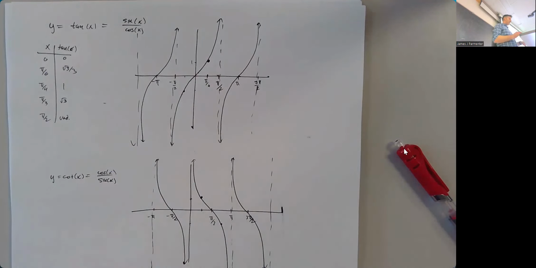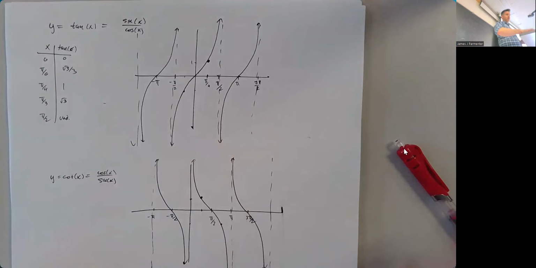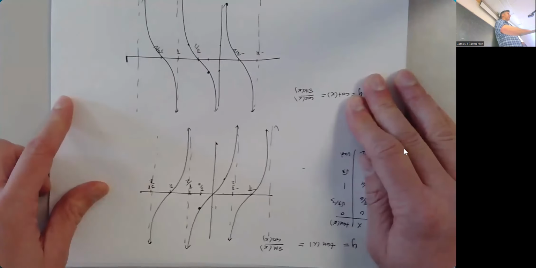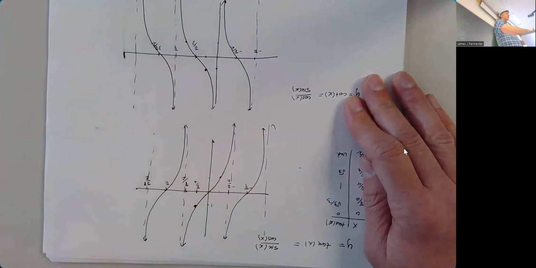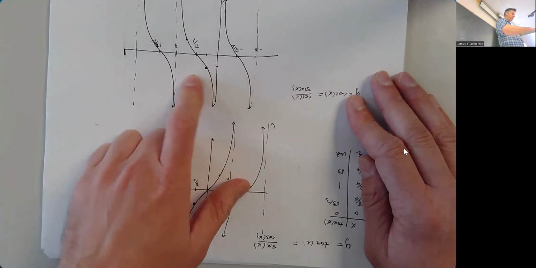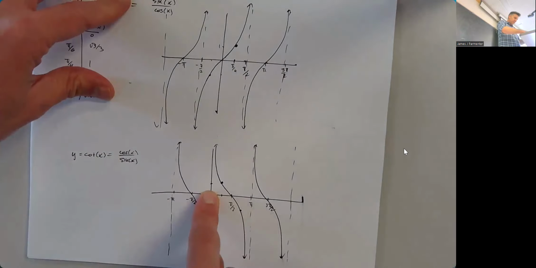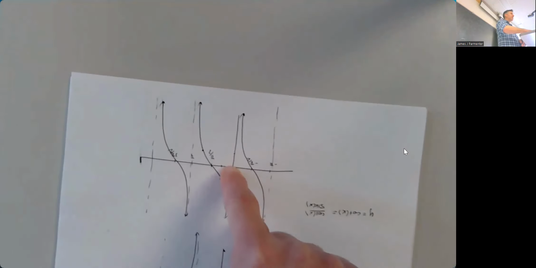The other thing I'll say, which I think is kind of interesting, is tangent is an odd function. And you can see the geometry there. In fact, you can actually see it by looking. If I rotate it, does it look the same? Yeah, it looks the same. So does cotangent, which is kind of weird. If you flip around the origin, it still looks the same. So those are both odd functions.